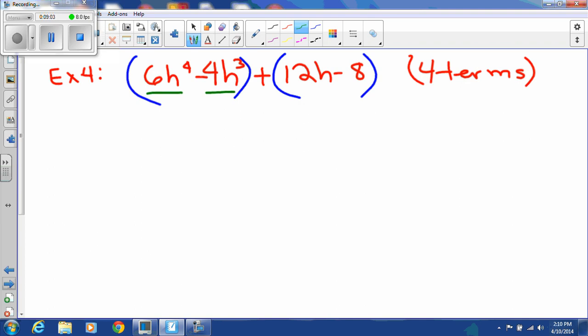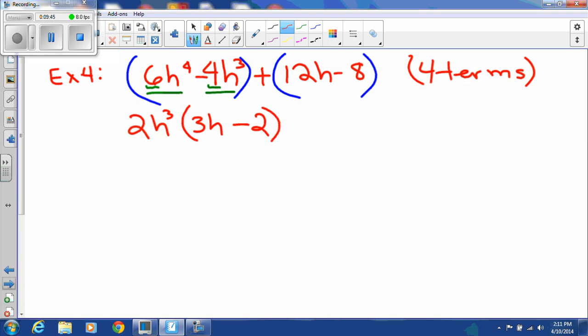So I'm going to look at the first two, 6h to the 4th and 4h cubed. The greatest common factor of 6 and 4 is 2. The greatest common factor of h to the 4th and h cubed is h cubed. So I'm going to pull out a factor of 2h cubed. So now let's see what's left. 6h to the 4th divided by 2h cubed is 3h. I know that because when I multiply them back together, 2 times 3 is 6, h to the 3rd times h is h to the 4th. Minus 4h cubed divided by 2h cubed. The h cubes cancel, and I'm left with 2.